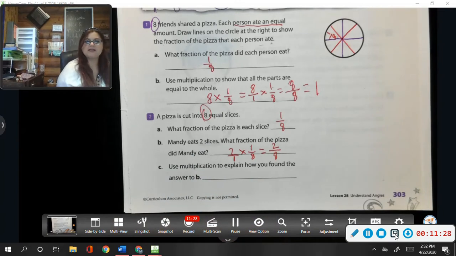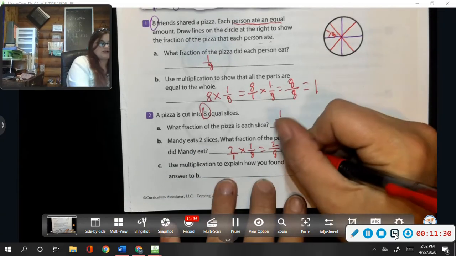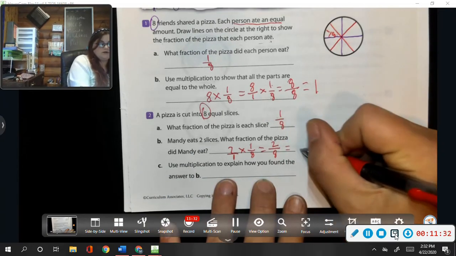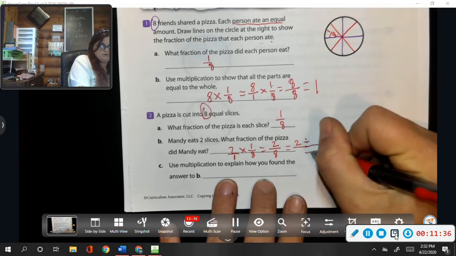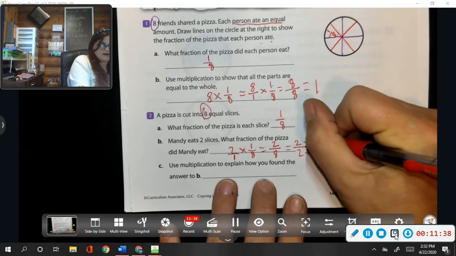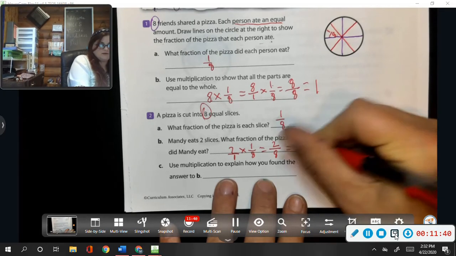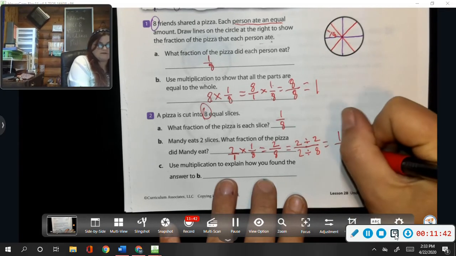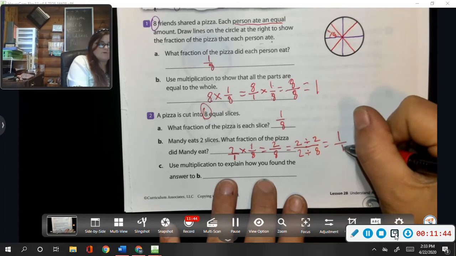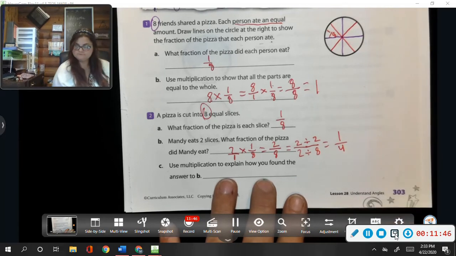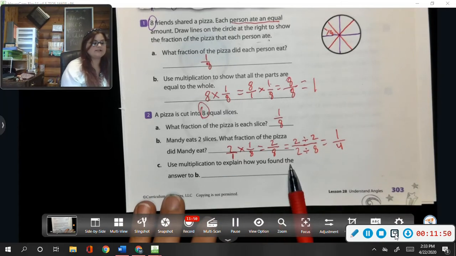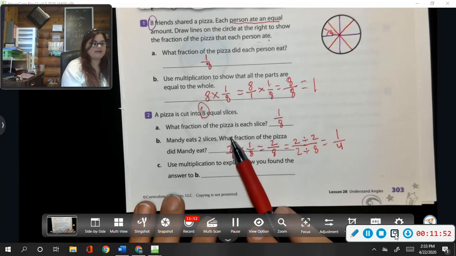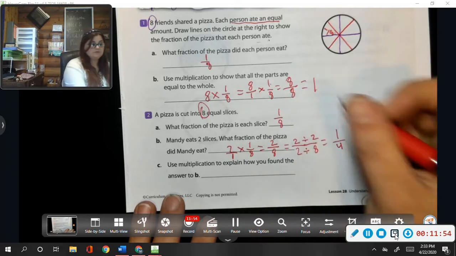We can reduce that fraction because 2 and 8 share a factor. They share the number 2. So we're going to divide 2 into the numerator and the denominator. 2 divided by 2 is 1. 8 divided by 2 is 4. 1/4.